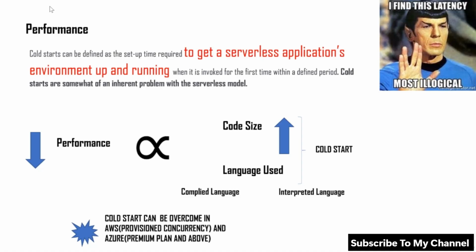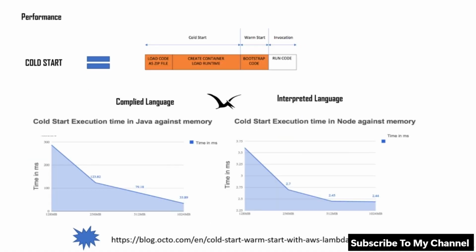Similarly, another important factor to consider is what kind of language you are using, whether it's a compiled language or an interpreted language. In the next slide, we will see the difference between using a compiled or an interpreted language. Now, in AWS and Azure currently, there are ways to overcome cold start. AWS has a concept called provisioned concurrency, and in Azure you can use a premium plan and above to overcome cold start. However, these are expensive ways to overcome cold start, and it would cost you more to use these services.